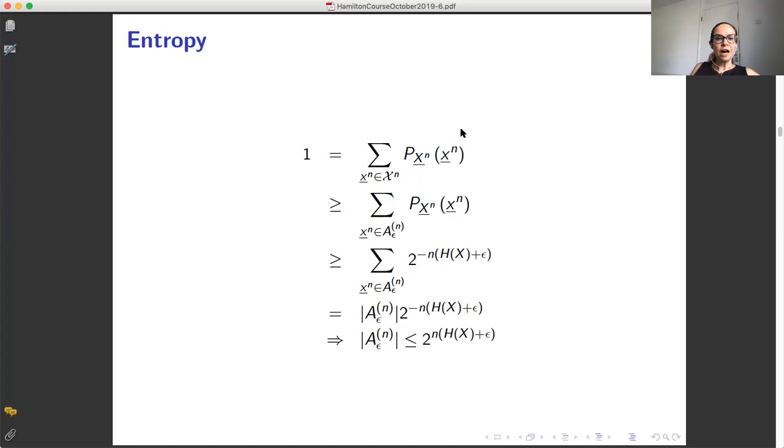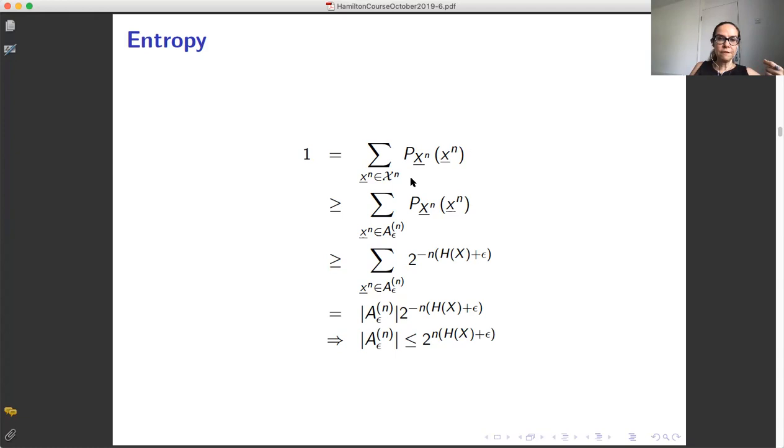Let me start by stating something which is just obviously true. If I take the sum over all possible values of this vector x^n, remember each of these x's was in cal X, the set of possible values. So for the vector x^n, I have to consider the Cartesian product of this cal X. That's why all these vectors x^n are now in this new expanded sample value set, which is the Cartesian product of the cal X for each of these individual x's. So the sum of the probabilities of all the possible values has to be one, okay?